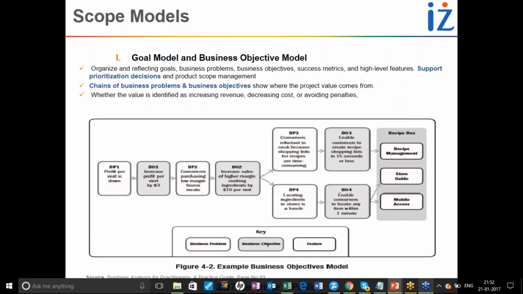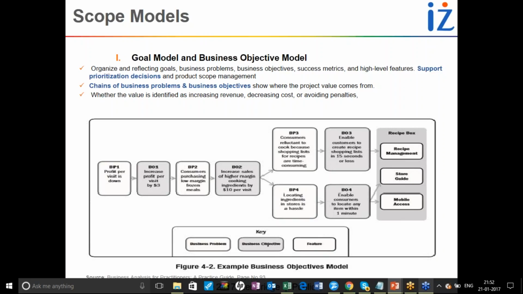That's the feature you have to develop, and that's the objective. And now your solution, you will create the internal details that will enable the creation of the shopping list in 15 seconds or less. The other objective is B4, that enables consumers to locate any item within 1 minute. So these are the final objectives, in measurable form.